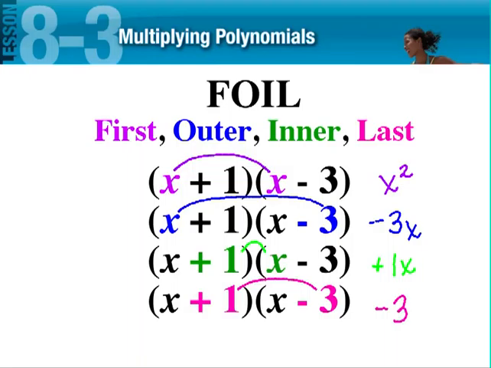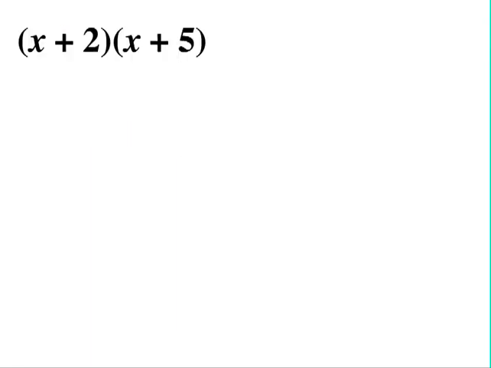And so my task is going to be to add all those up, and then that will be what my solution is. So you're going to multiply first, outer, inner, last. First, outer, inner, last. So we're going to go ahead and look at an example of that. Here we go.